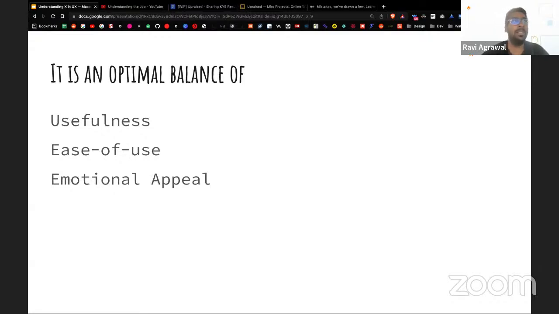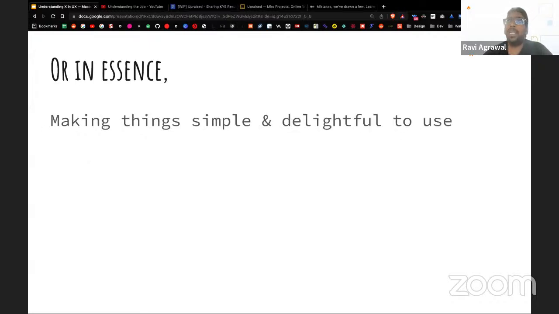So how do we simply put it? User experience design is an optimal balance of usefulness, ease of use, and emotional appeal, right? Or in essence, it's making things simple and delightful to use, which I could see in a lot of the definitions that you have shared on chat. So it's great to see.